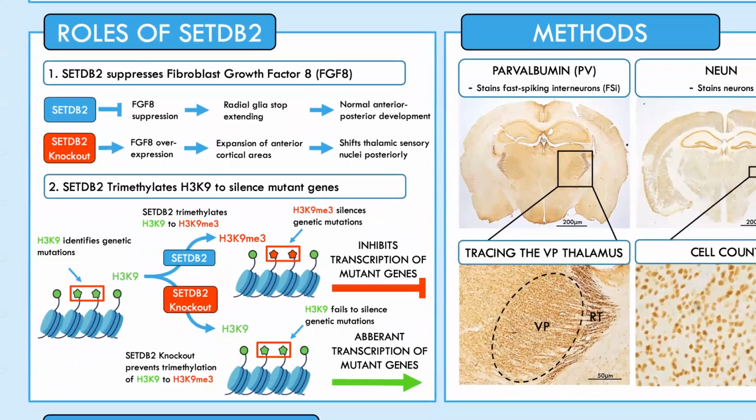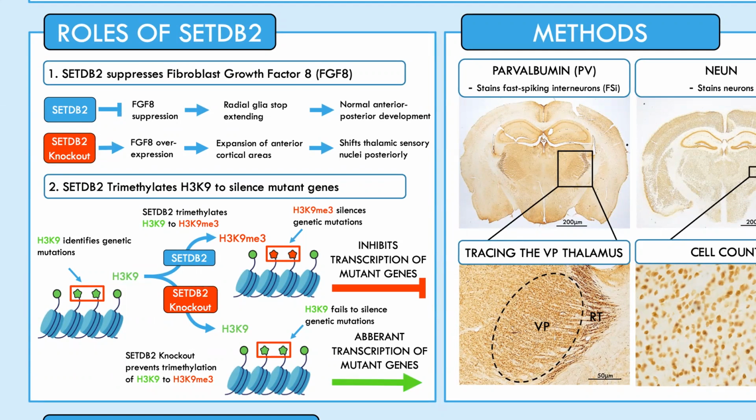SETDB2 plays a regulatory role in two key mechanisms involved in early development of the brain and the pain pathways. The first mechanism is the role of SETDB2 to regulate the size and location of anterior cortical areas by suppressing fibroblast growth factor 8, or FGF8. FGF8 is defined as a morphogen, and its expression develops brain structures by signaling radial glia to extend. SETDB2 suppresses the signal when the brain is fully formed to prevent overdevelopment of the brain.